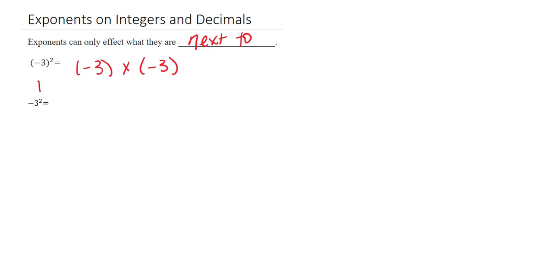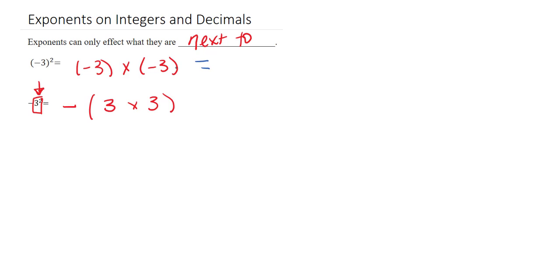Now in this one right here below, there is no parentheses. So this 2 only affects this 3. So what does that look like? It has it like this. So it's like 3 times 3 with the negative on the outside of the parentheses. So what does that mean for the product?